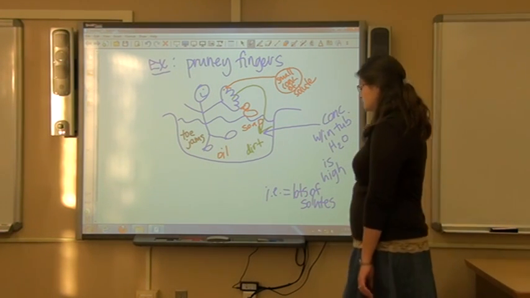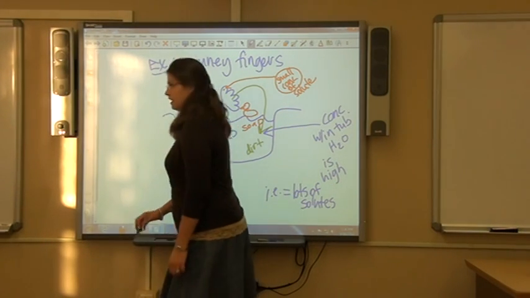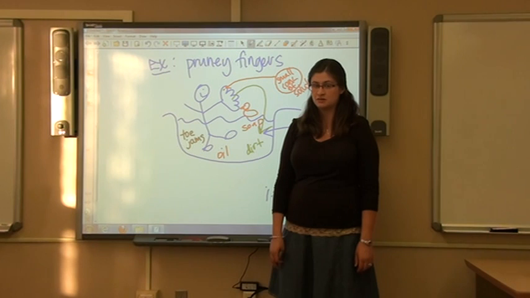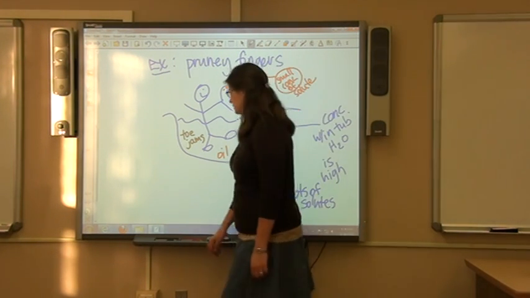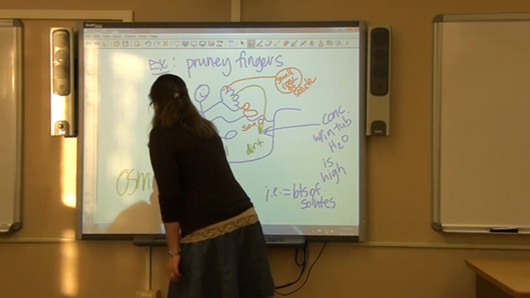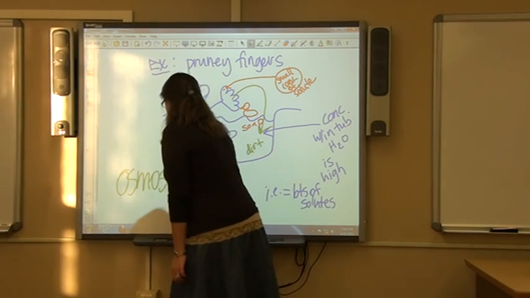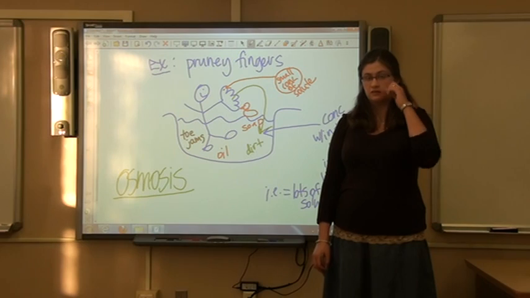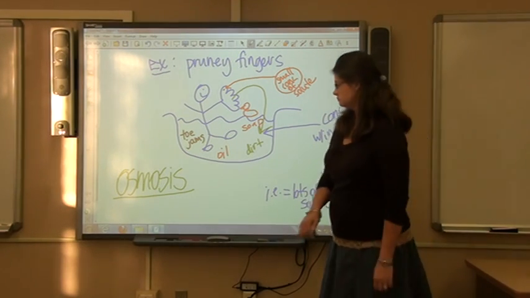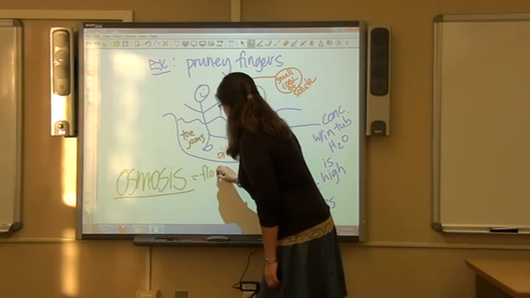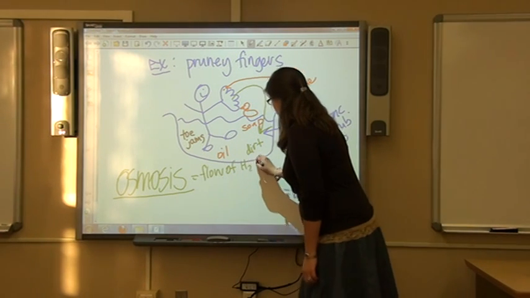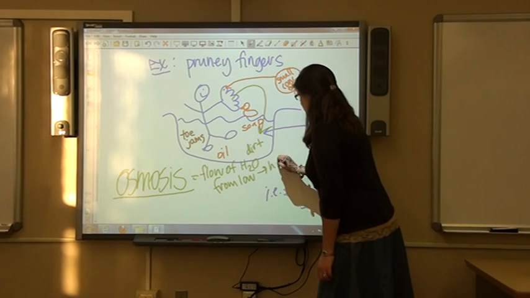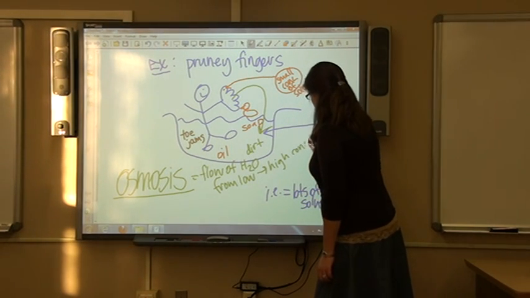There's a fancy word for this, and even my 3-year-old knows this. So if you don't know this, you are not smarter than a 3.5-year-old. The word for this is osmosis. Osmosis is the flow of water from low to high concentration.